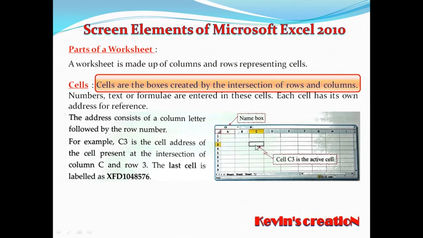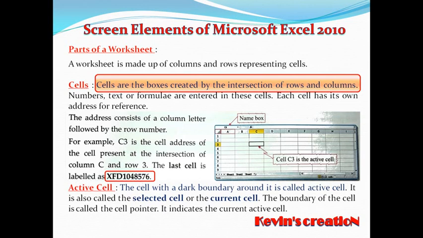When you say C3, it means this cell is made up of column C and it is in the third row. So all the cell addresses will be unique and different. For example, C3 is the cell address of the cell present at the intersection of column C and row 3. And here you can see the last cell is named XFD1048576. That many cells are there, starting with A1, and this is the last one.